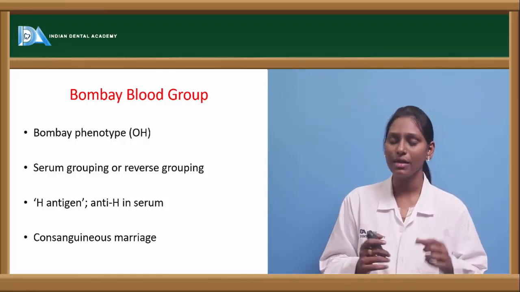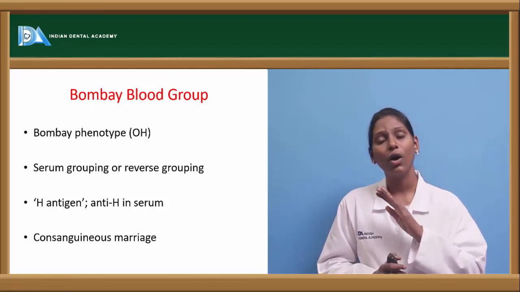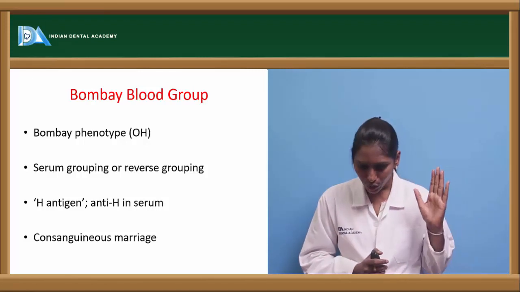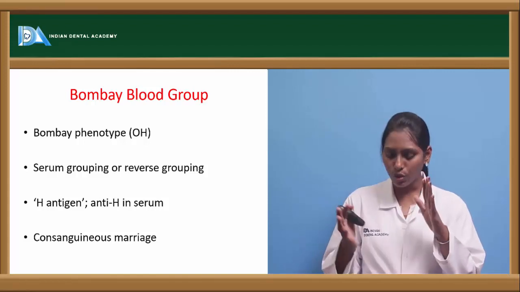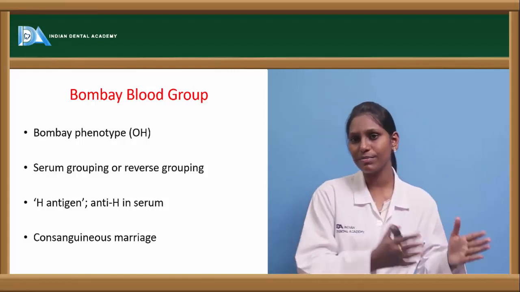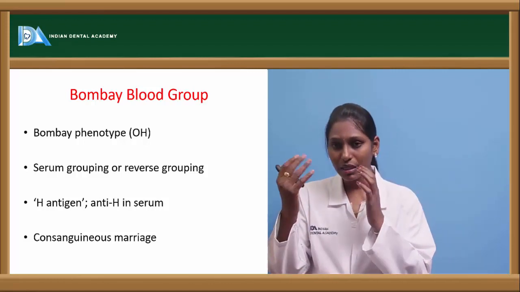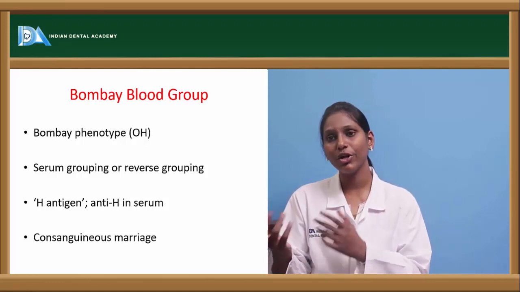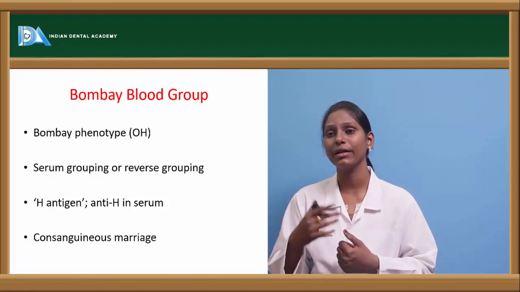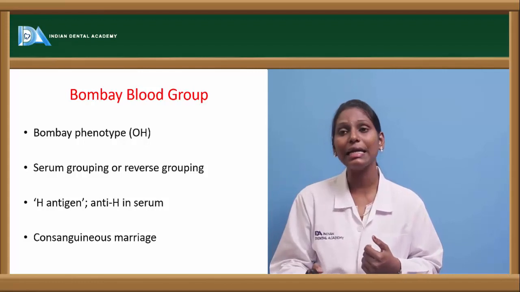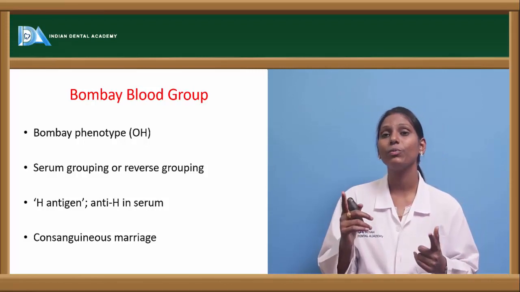What is this reverse grouping? This H antigen, or the Bombay H antigen, is usually present on all RBCs, and we do not usually have this H antibody. However, H antibody is present in some people. So if we don't do reverse grouping, it can lead to problems. Not just donor to recipient, but recipient to donor also has to be done, where a serum grouping has to be done to check for this anti-H in the serum. This is nothing but your serum grouping or reverse grouping.